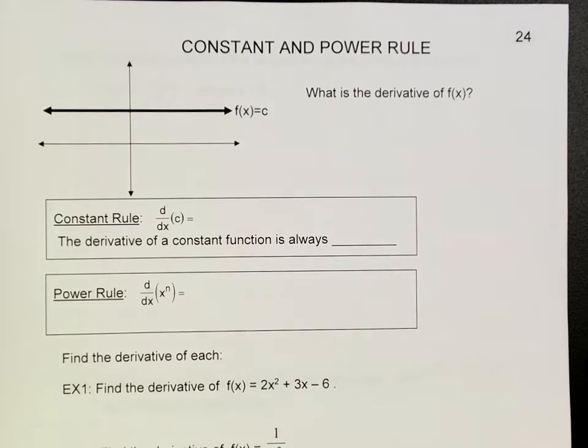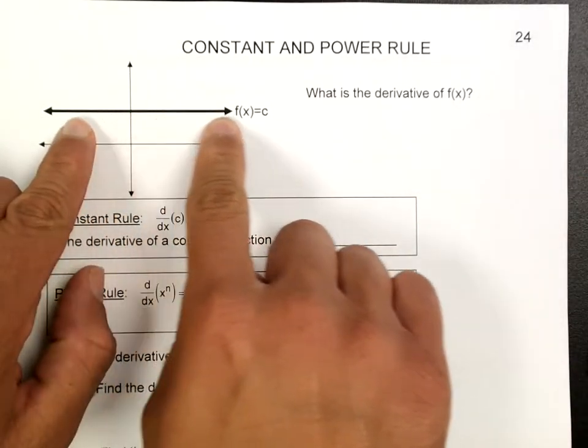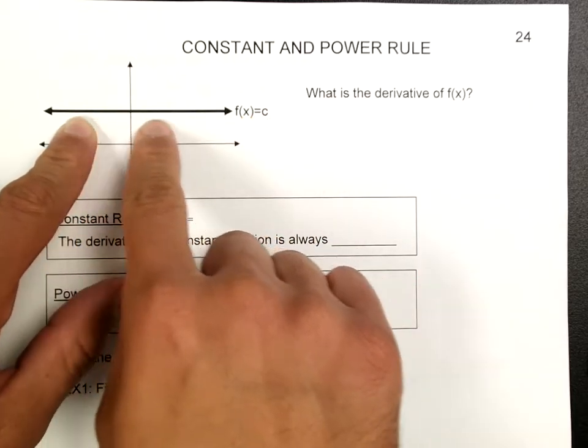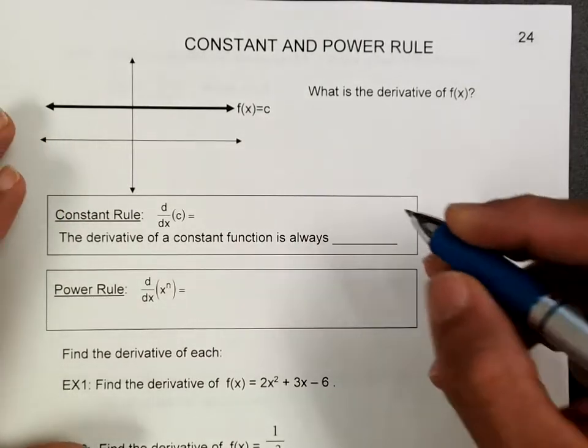All right, this is topic 24, constant and power rule. So if I were to ask you, what is the derivative of f of x, if f of x is a constant, it's the same thing as if I were to ask you, what is the slope of this line? So the constant rule says that the derivative of any constant is always 0.